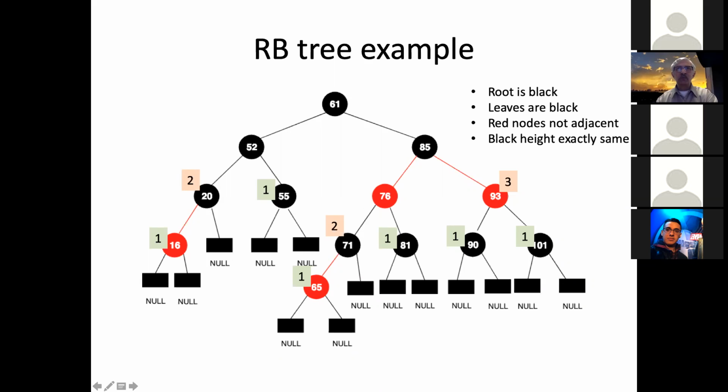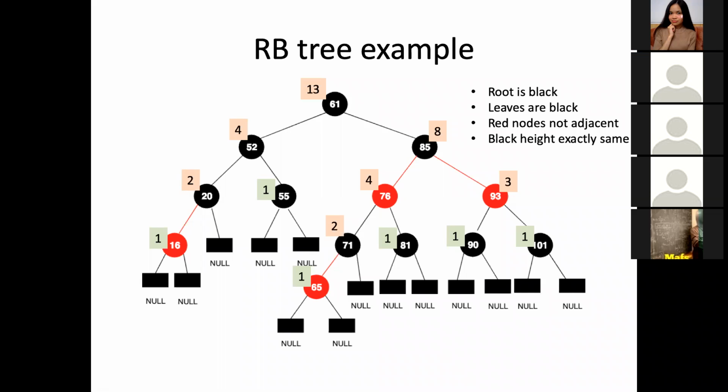What about 52 or 76? What would be their sizes? They have children of sizes 2 and 1. So 2 plus 1 plus 1 will give you 4. Same thing here, 2 plus 1 plus 1 will give you 4. What would be the size of 85? 8. That's right. So it's 4 plus 3 plus 1. And then up there at the top, it would be 13. So those numbers shown there are the sizes of these various subtrees.